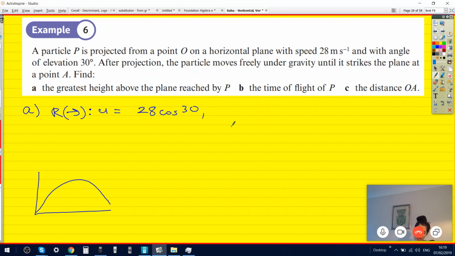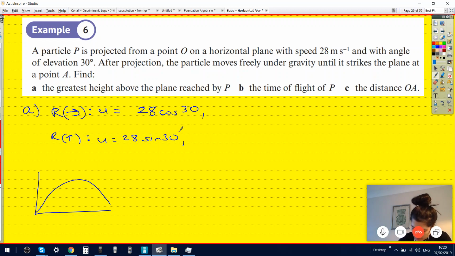Okay. And then there's also that 28 cos 30 with the T at the end. I don't really know what that is. I'm pretty sure that's the range. I think that's how you work out the range. Okay. Then the vertical is, we've got 28 sine 30. What's the question? The greatest height above the plane reached by P. So that's just maximum height.